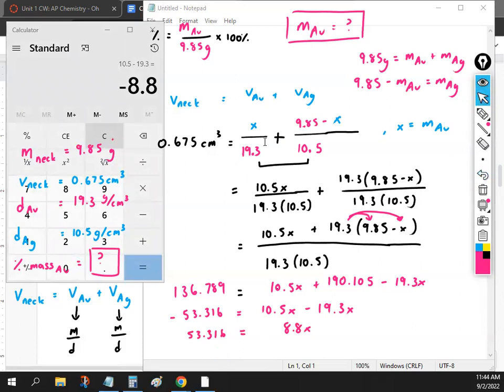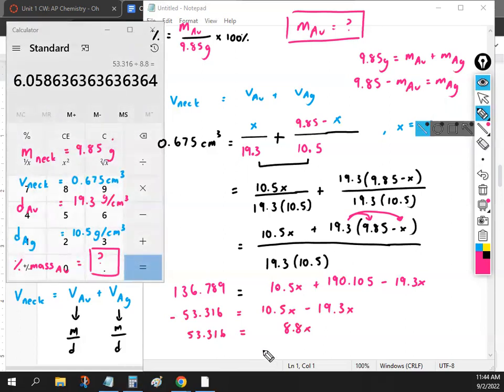All we need to do is divide 53.316 divided by 8.8, and x is going to be equal to 6.058. And if you remember, x is the mass of gold. So all that work to find out how much gold is in there. And we're still not done because we still need to plug it into the mass percent formula.